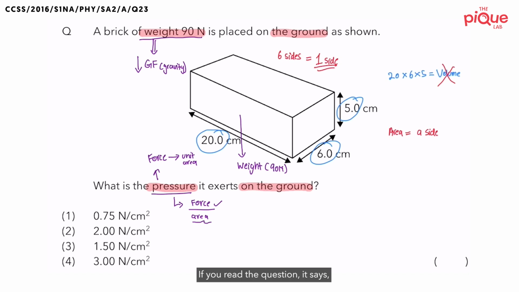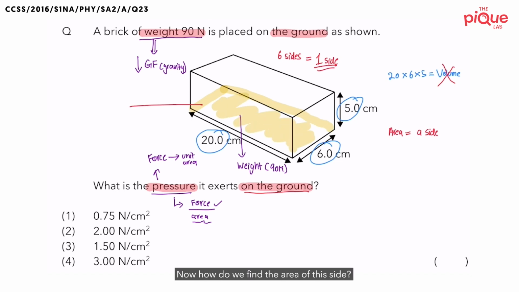If you read the question, it says what is the pressure that is exerted on the ground. So this means that the side that we need is the side that is touching the ground. And that is the side that is at the base. Now, how do we find the area of this side? If you take a look over here, what shape do you see? It is a rectangle. And do you recall how to find the area of a rectangle? The area of a rectangle is simply length times breadth.